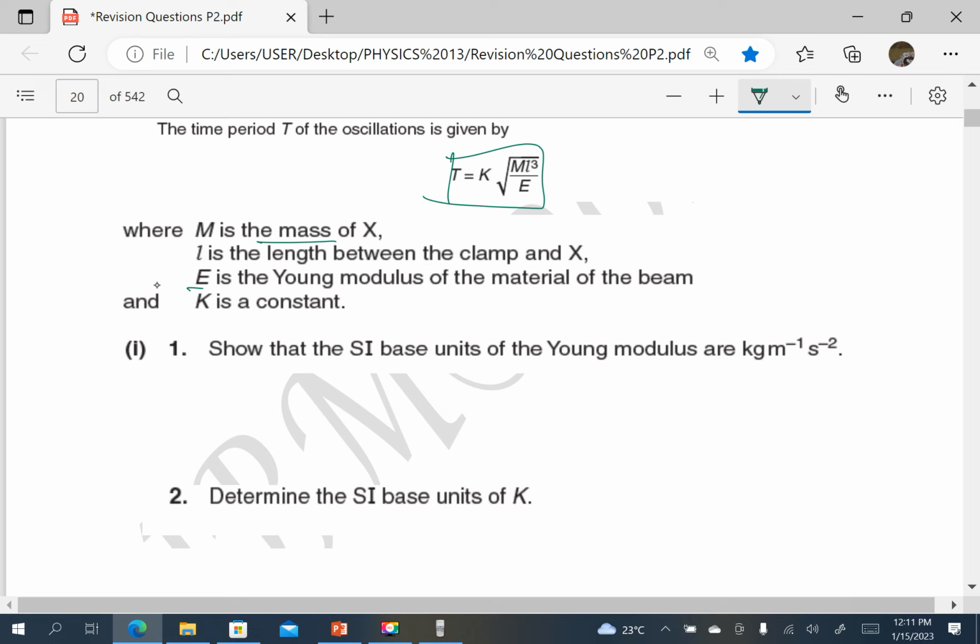Of course, you and me know that Young modulus is stress over strain. Stress over strain. And we know that stress is force over area.